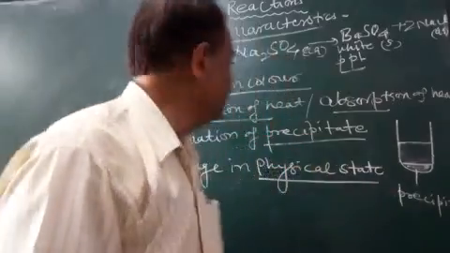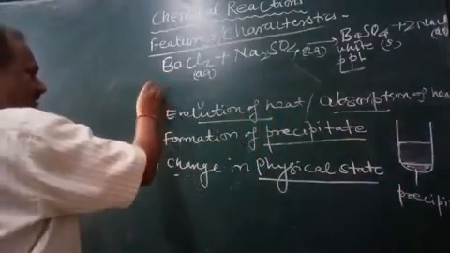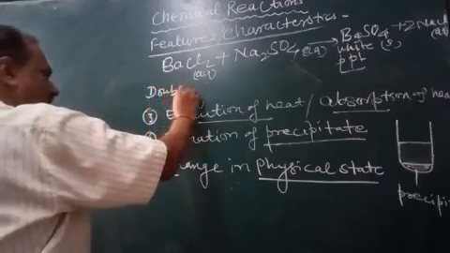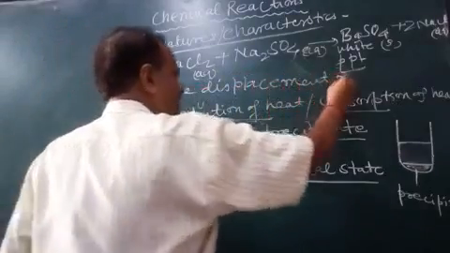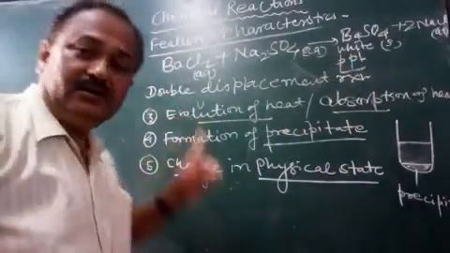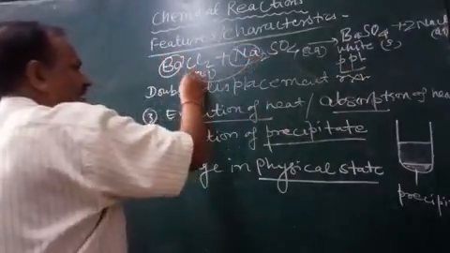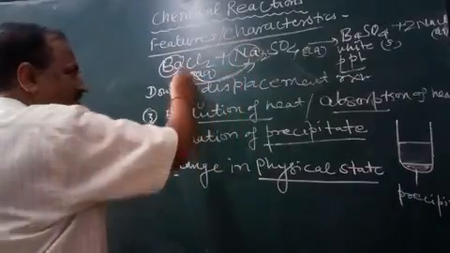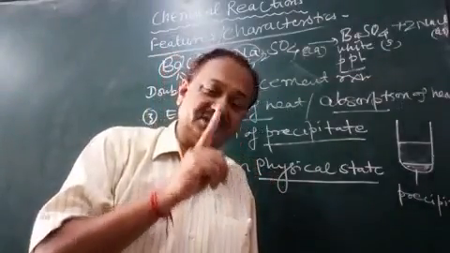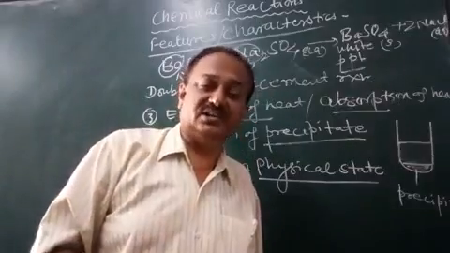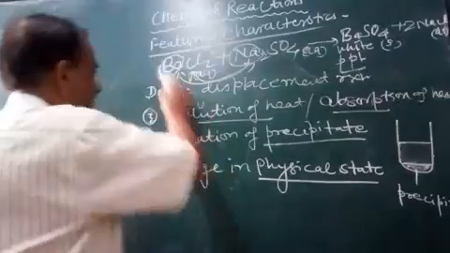Reactions are classified in different categories. So this is an example of double displacement reaction. So here barium and sodium, they have displaced each other. So two substances have displaced each other. So it is called as double displacement reaction.